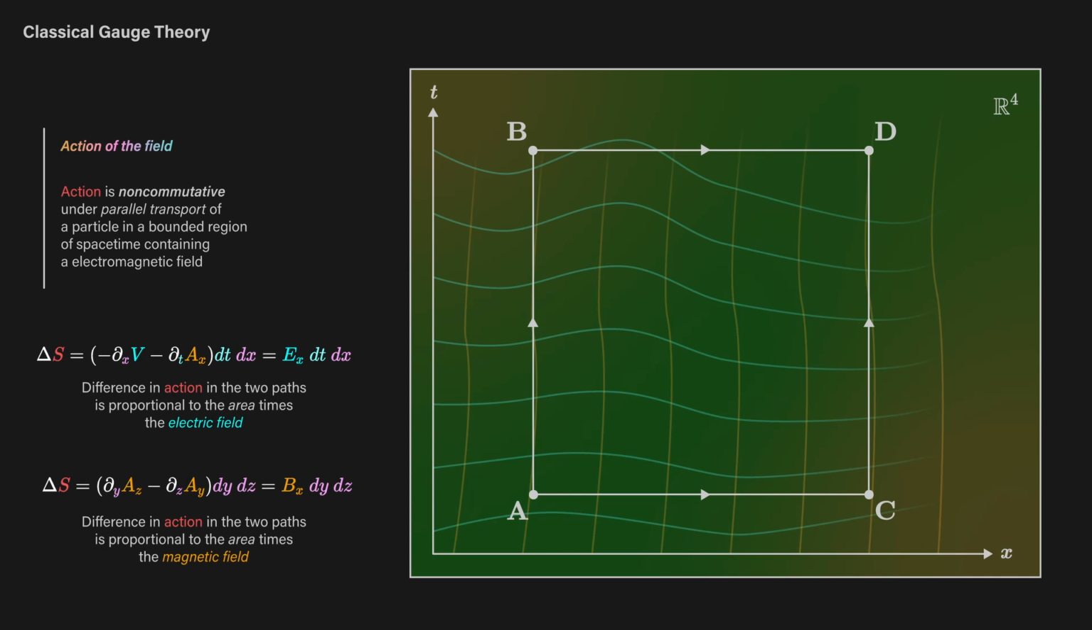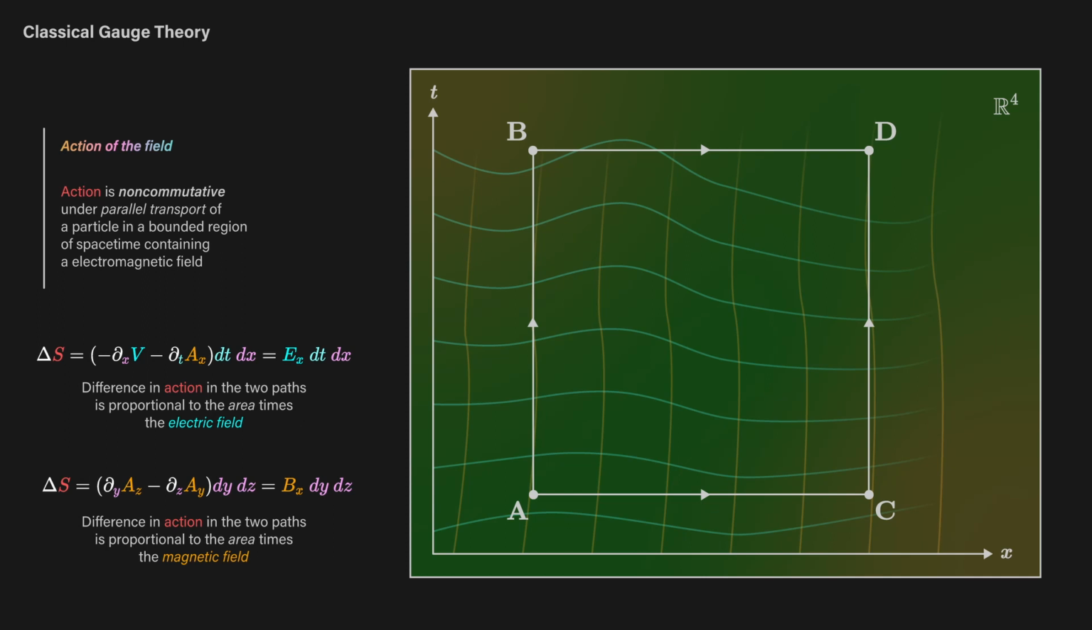So although they make a square, and so you traverse the same amount of time and same amount of distance, you actually get different amounts of action associated to each one of these paths. And so we say action is non-commutative under parallel transport, which is the transport of ABD to ACD, of a particle in a boundary region of space-time containing an electromagnetic field. And so what that means is that what happens is this.